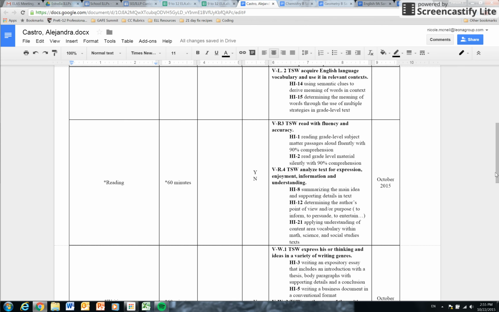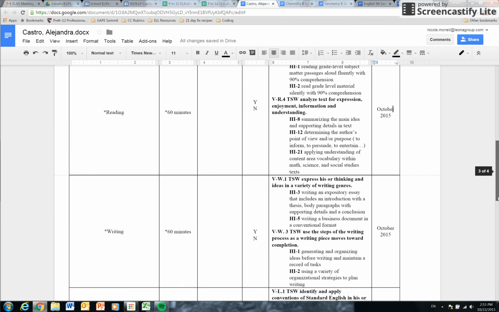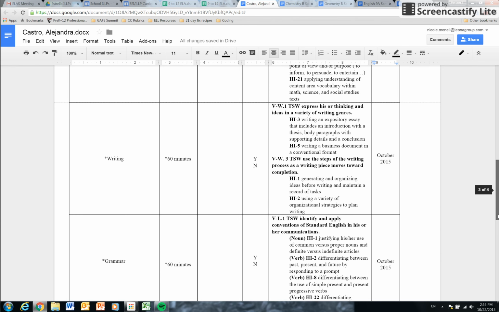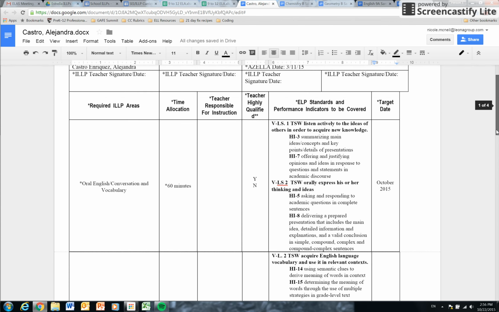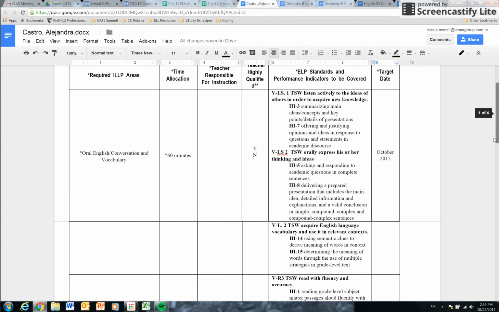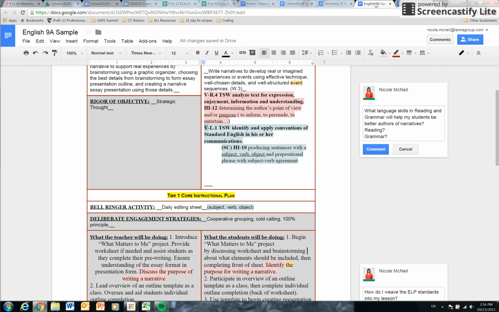Come down for reading, you need to incorporate one for reading, and you need to incorporate one for writing and one for grammar. If you notice, there aren't a whole lot of standards on here, and so you're going to be working through these standards as we approach the target date. So October passed, so our new target date is December, and as you're moving through these in December, a lot of these are going to repeat because students need more practice. So what does this look like in your lesson plan?